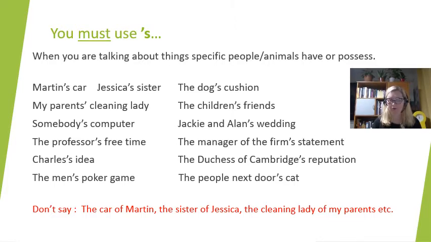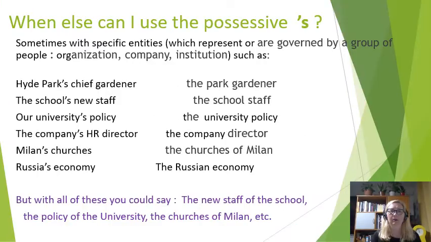If it's a name that has an S, such as Charles, the correct way is S apostrophe S. Okay, so those are just some examples. Have a look at them. Moving on, when else can you use the possessive S?